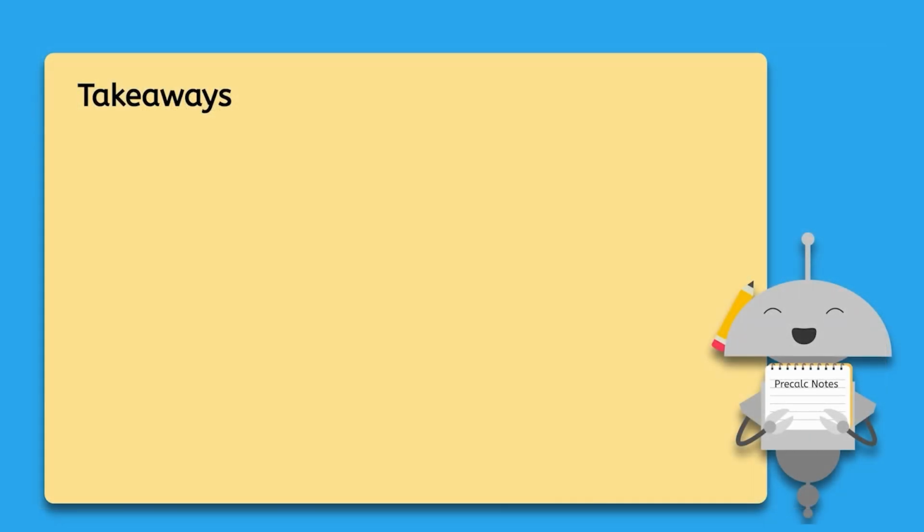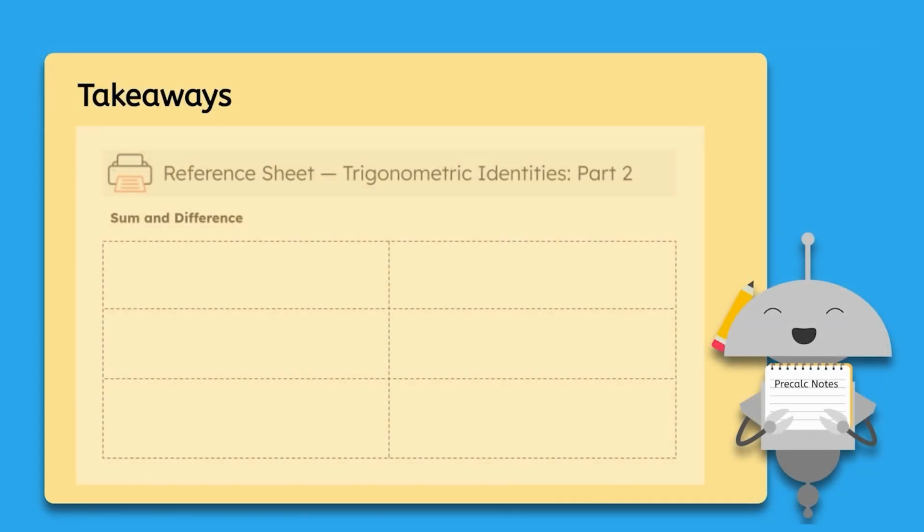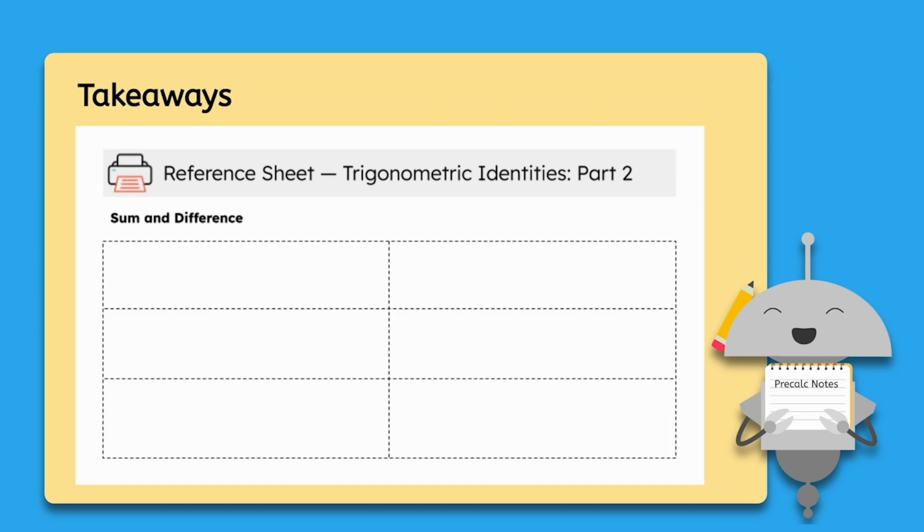Today, we learned 2 new identities, which you should have recorded in your reference sheet. The cosine of a difference identity and the cosine of a sum identity. We learned how to use these identities to verify other identities and to find the exact cosine value of the angles that are either the sum or difference of special angles. In our next lesson, we'll learn the sum and difference identities for sine and tangent.